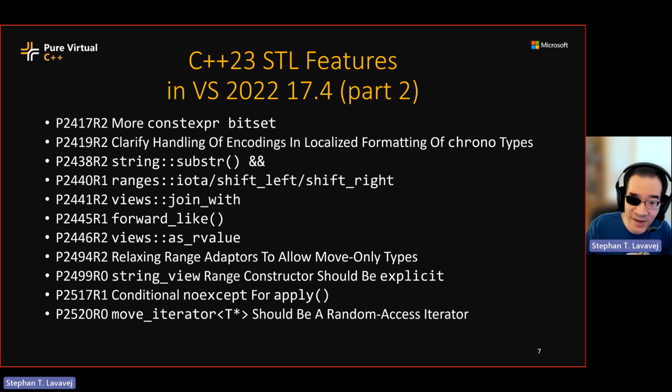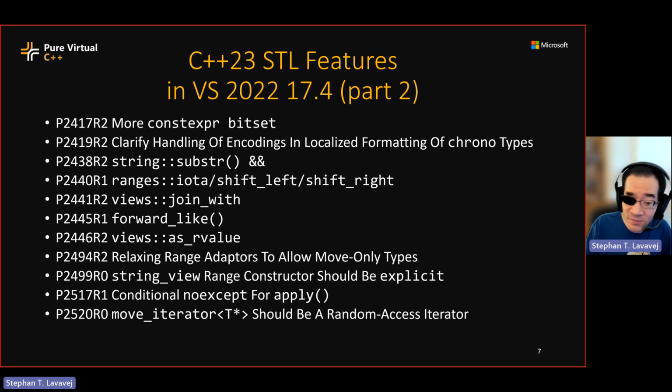So this is continuing actually the list of features in 17.4. There were too many. I couldn't cram them all onto a single slide. More ranges algorithms. We've got substr, a method on string that now works on rvalues for increased efficiency. forward_like that can be used for generic code, although there are some very subtle gotchas there.